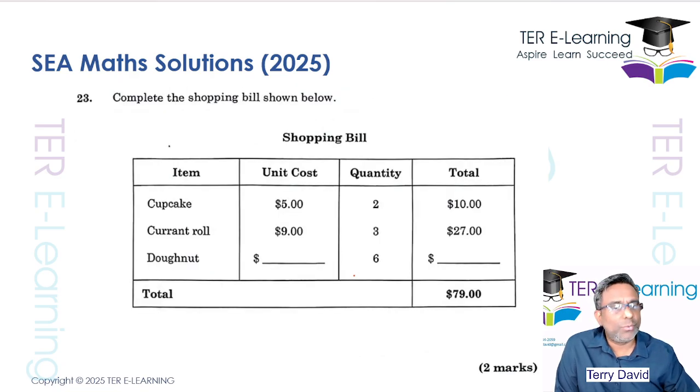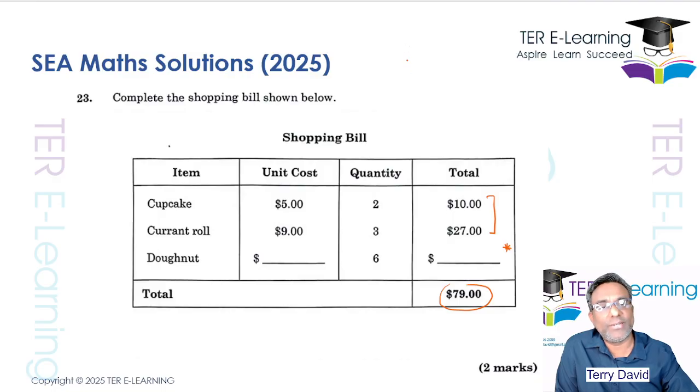Question 23, what do we have here? We have a shopping bill. I want to complete the shopping bill. So we know the total bill here is $79. So what I could do, I can add up these two and subtract it from the 79 to figure out this amount here. So let's start.